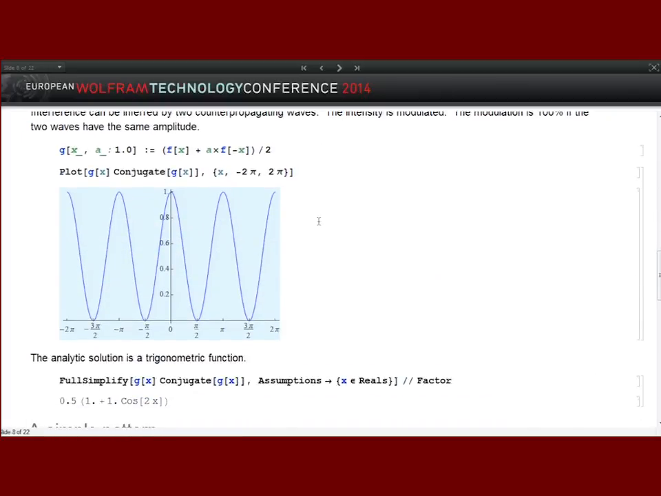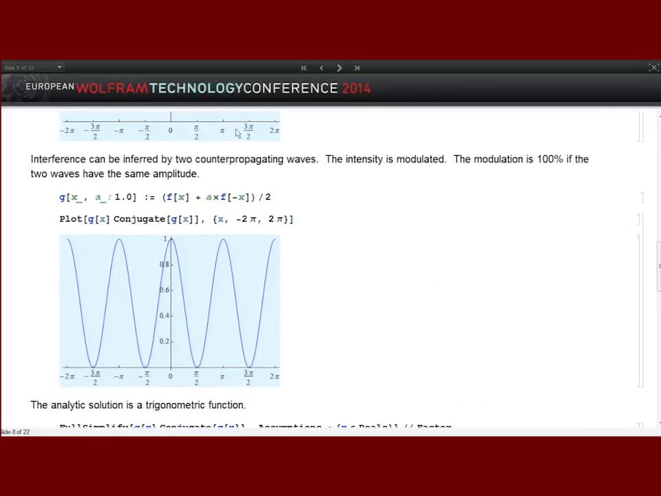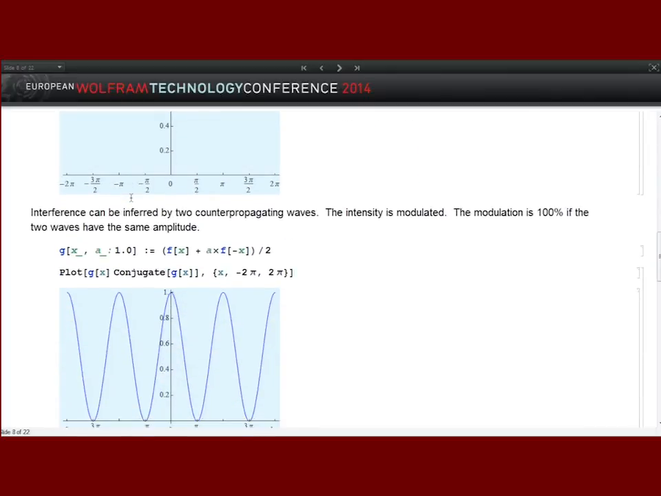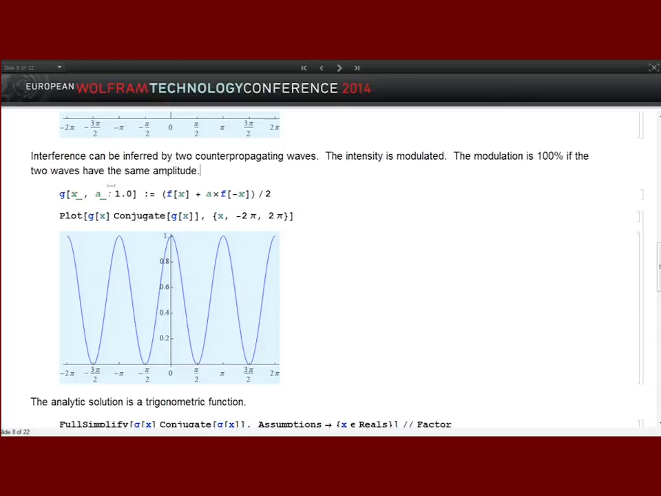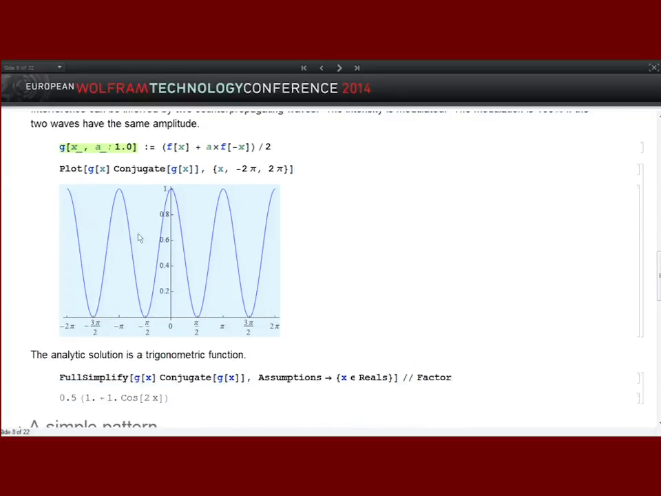But when we have counter-propagating waves, so we have exactly the same function, but now we change the direction by minus x, and then calculate the magnitude, in this case also divided by 2, then you see we have a sinusoidal pattern. And the nice feature for us is that the frequency of this sinusoidal pattern only depends on the wavelength, essentially. I'm not going to explain this in great detail, but that is important for us.